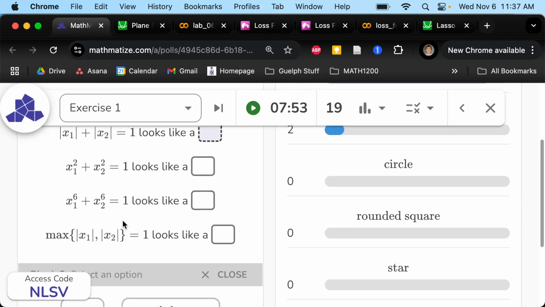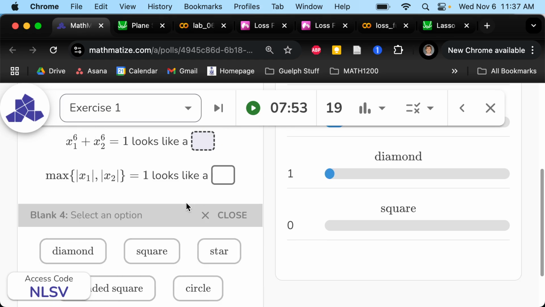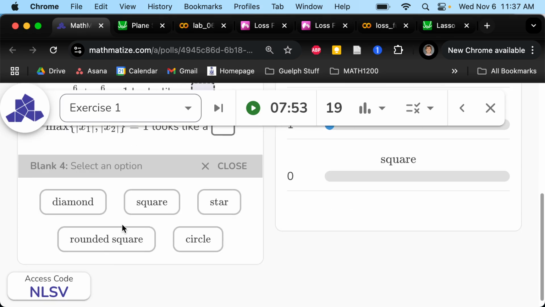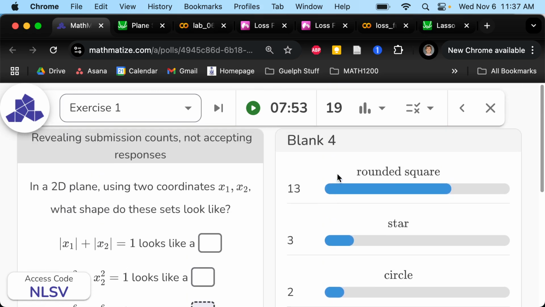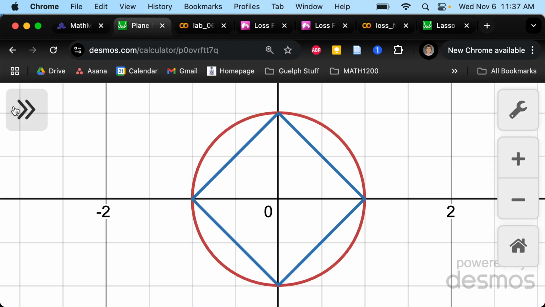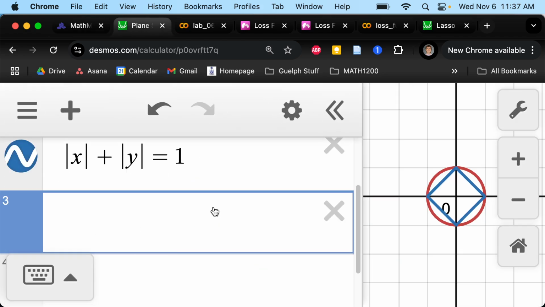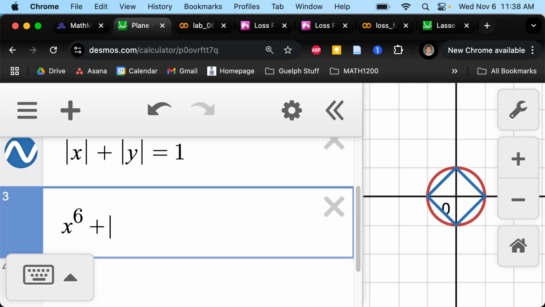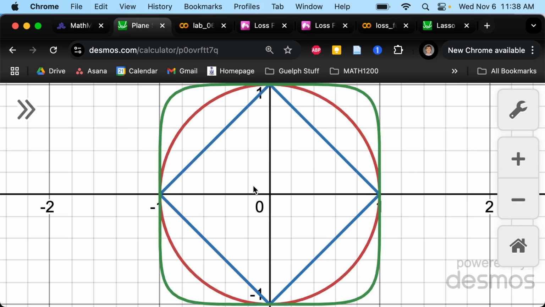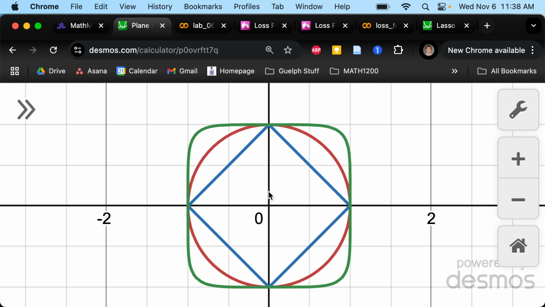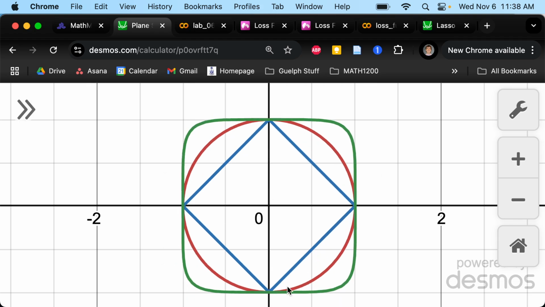These other ones are more interesting. Let's see what people said for these ones. x1 to the 6 plus x2 to the 6. Ooh, okay, a little bit of a spread here. But most people picked a rounded square. Let's see what this one looks like. x to the power 6 plus y to the power 6 equals 1. And you get a beautiful rounded square, which is nice for making buttons or something on a website. This is the kind of formula they use.